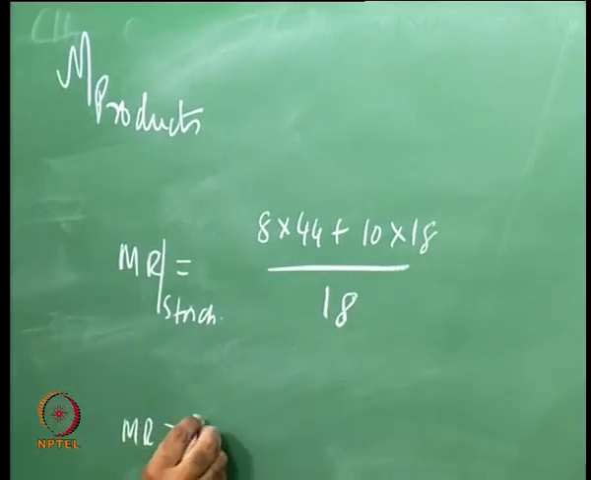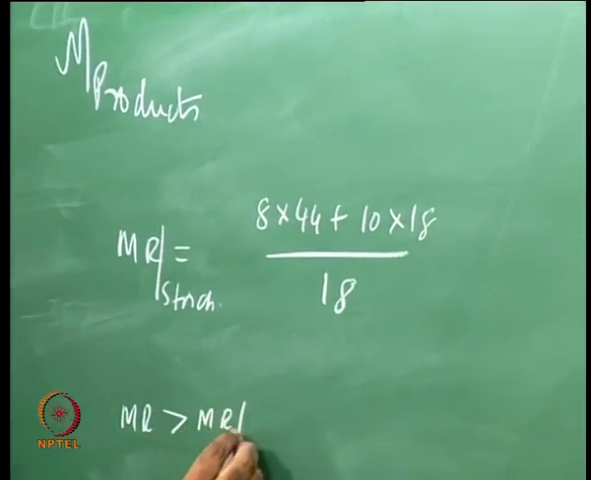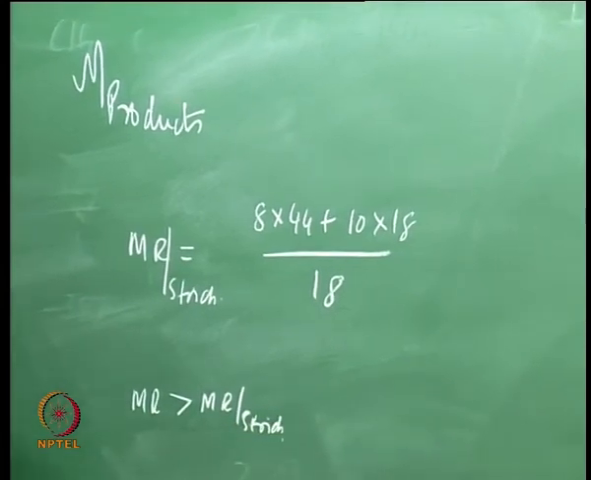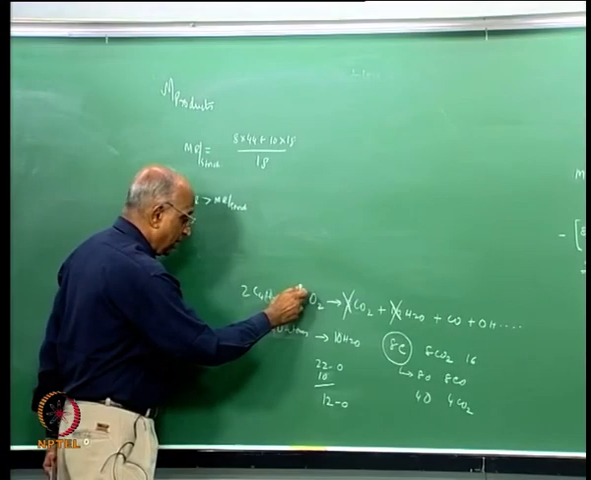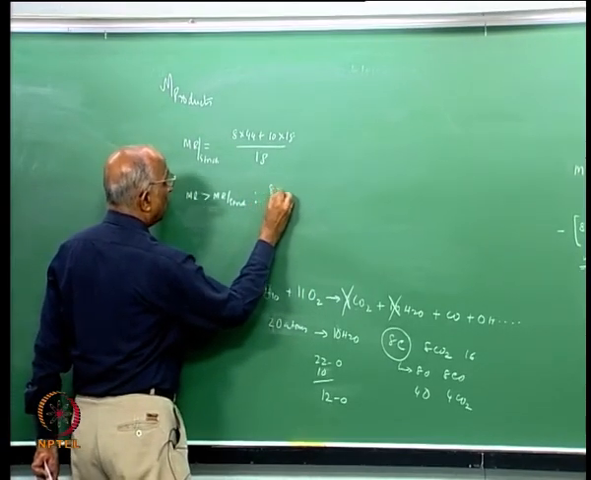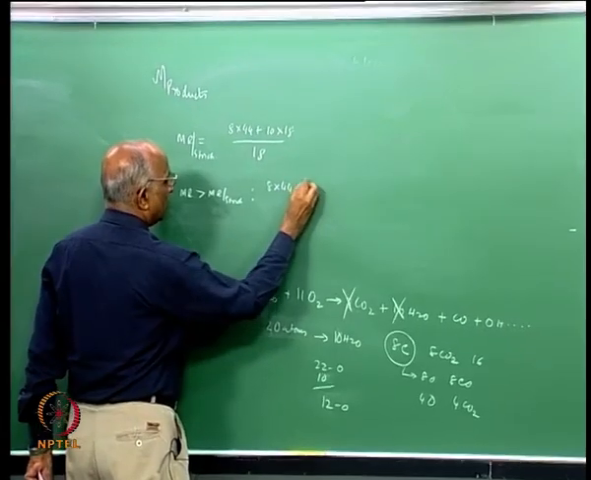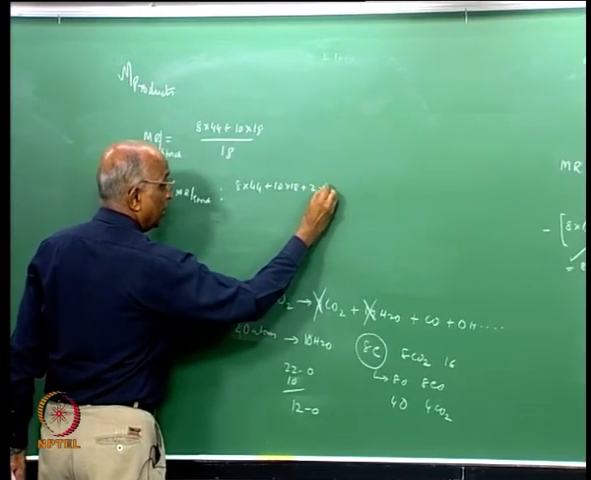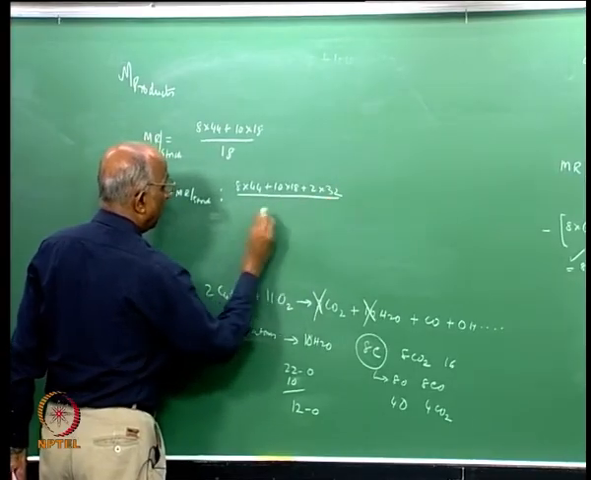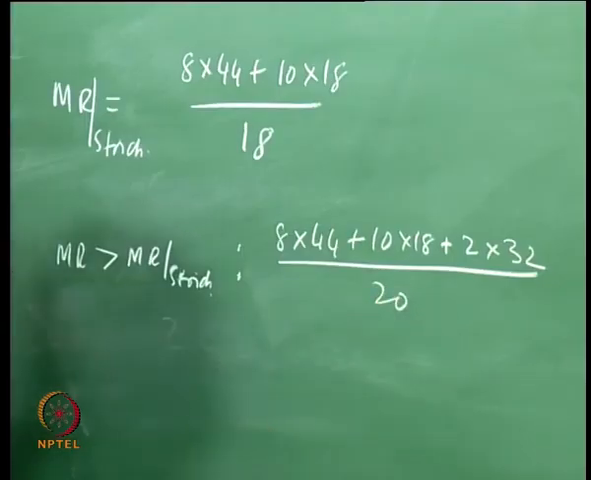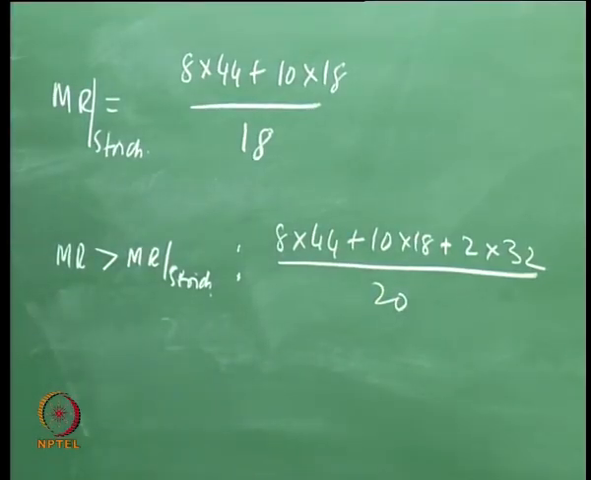If the mixture ratio is greater than stoichiometry, when we had something like 15 instead of 13, what did I get? I got 8 into 44 plus 10 into water 18 plus 2 into 32 divided by 8 plus 10 plus 2, that is 20. I am looking at the mean molecular mass of the products.